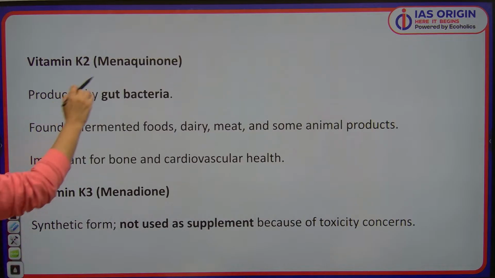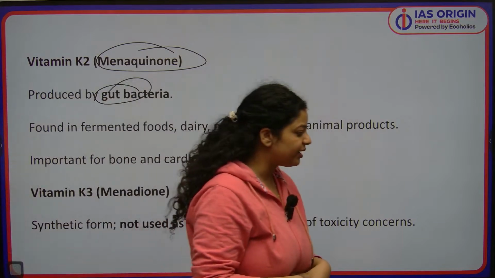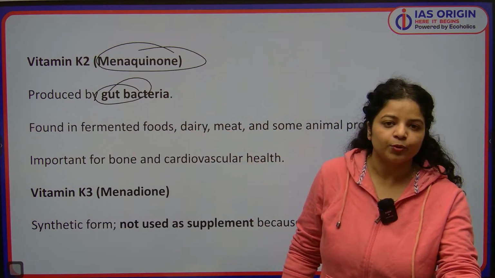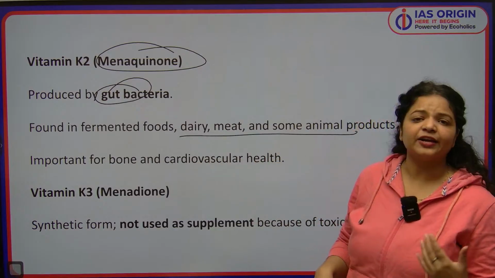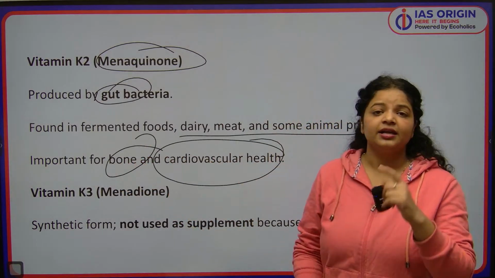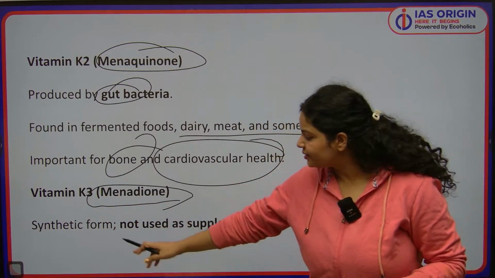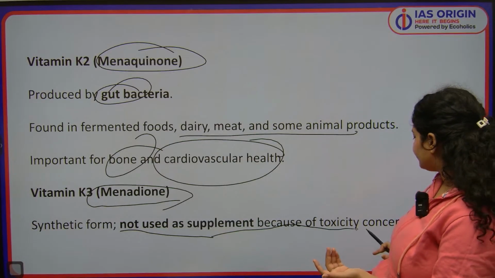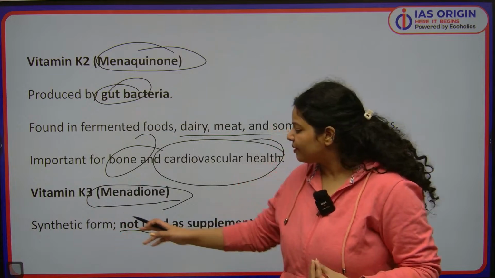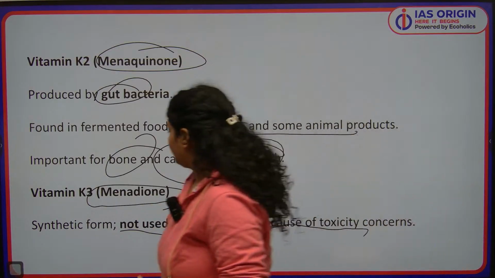Then vitamin K2, known as menaquinone, is basically produced by the gut bacteria present in the body, and you also get K2 from dairy products, meat, and some kinds of animal proteins. It is very important for bone and cardiovascular health. Now vitamin K3 is menadione. It is not used as a supplement because of toxicity concerns. It is synthetic and a little bit toxic for the body. That's why doctors majorly don't prefer to use this vitamin K3, menadione.